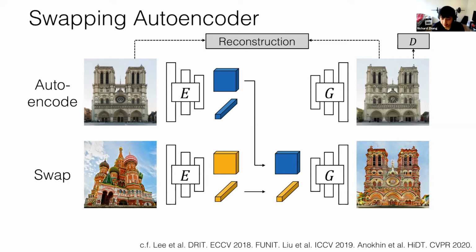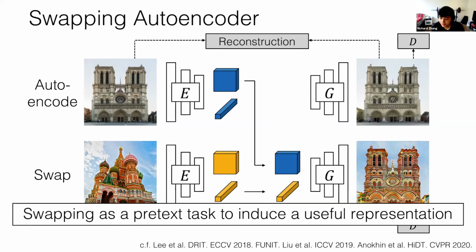Okay, so here we're using swapping as a pretext task. It is cool to be able to do this exact task, but our goal is to see if this pretext task induces a useful representation downstream.